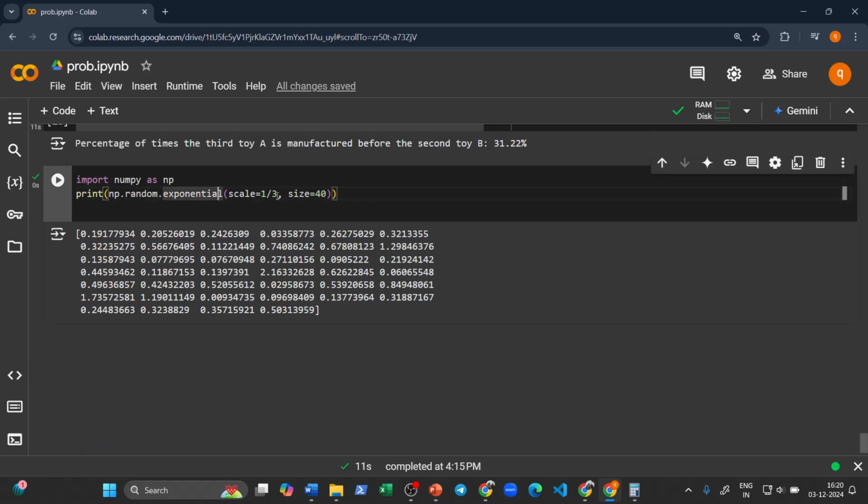So suppose the scale is 1. We'll get numbers sometimes more than 1, sometimes less than 1, but the average of all these is going to be 1. So few are more than 1 and few are less. And if the lambda was 2 toys per production, we would have to put the scale as 1 by 2.